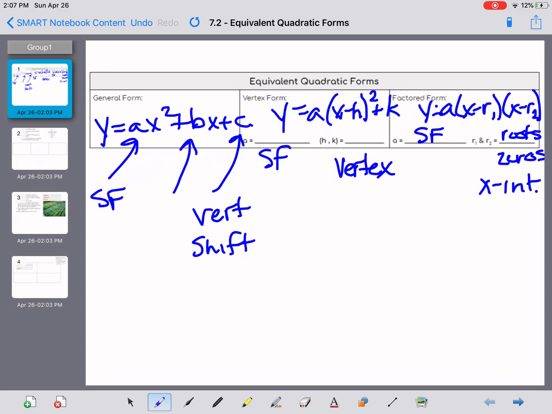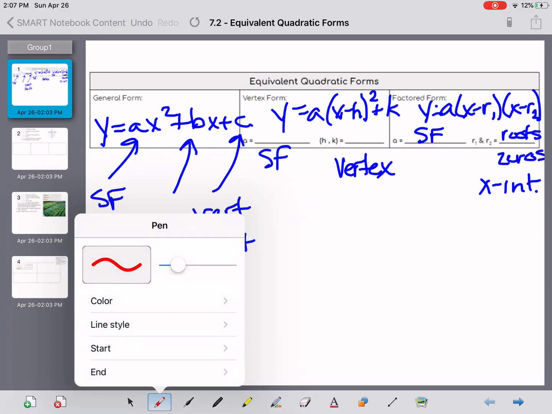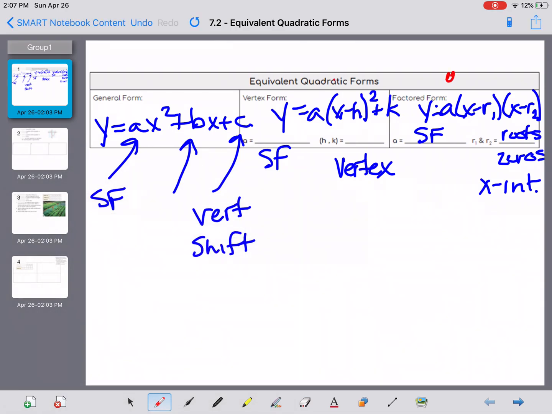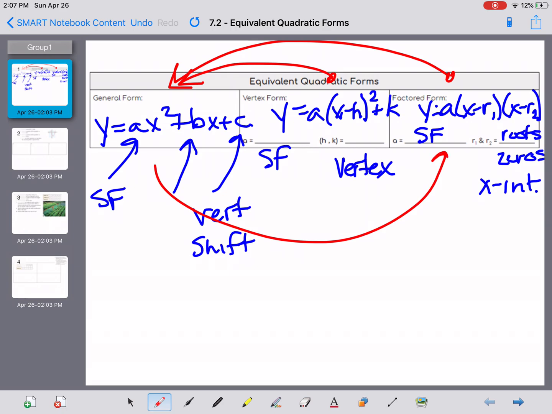And we should be able to bring, for example, these two, vertex and factored form, back to general. And for sure, we should be able to bring general back to factored. So we're going to be manipulating. That's going to be part of it. So that'll be our first example, and then we'll get kind of an application piece.